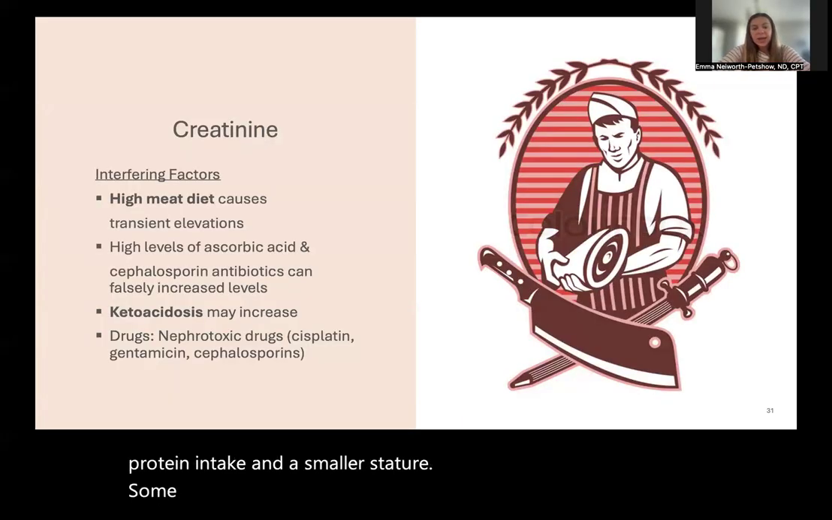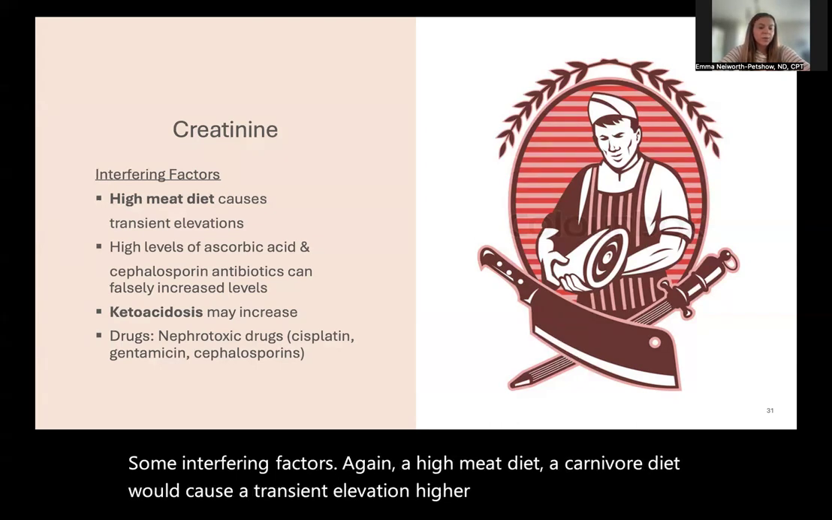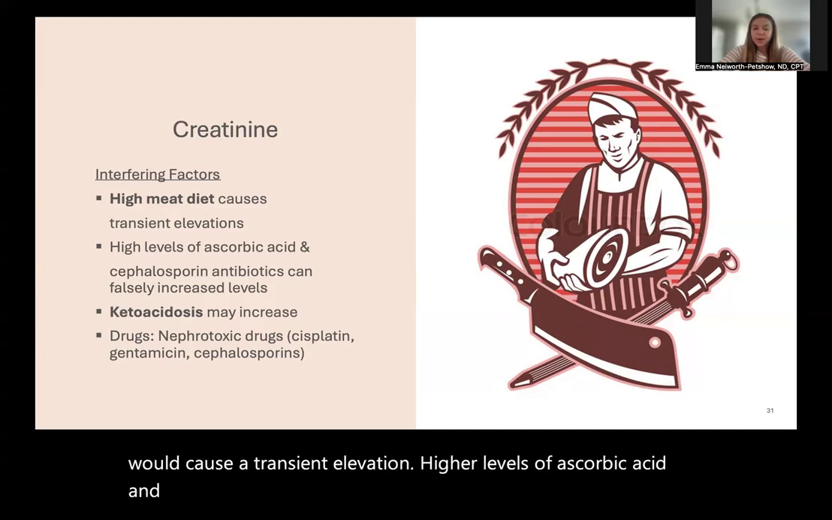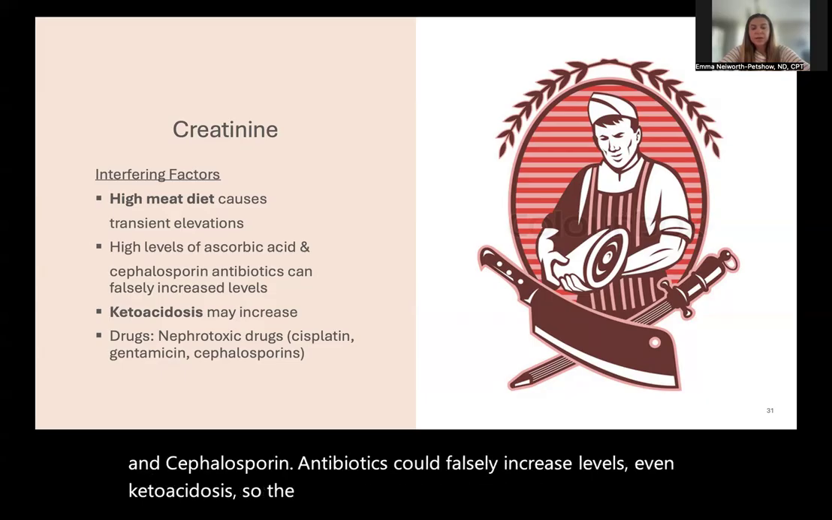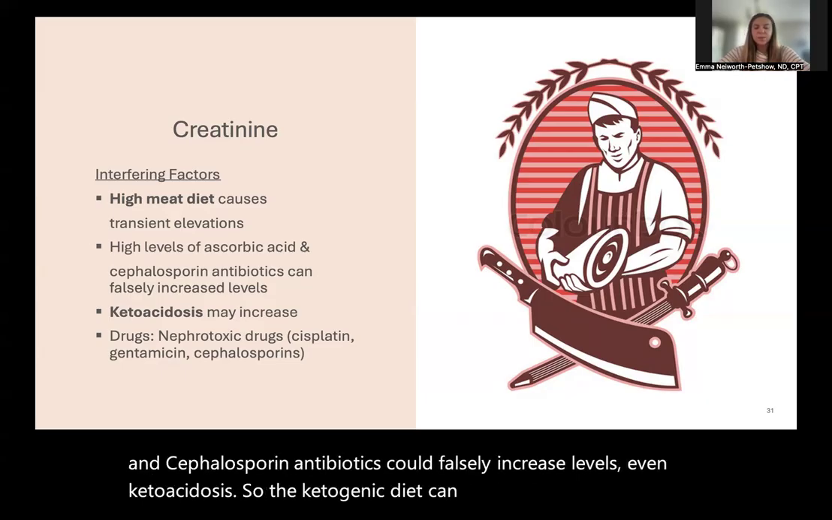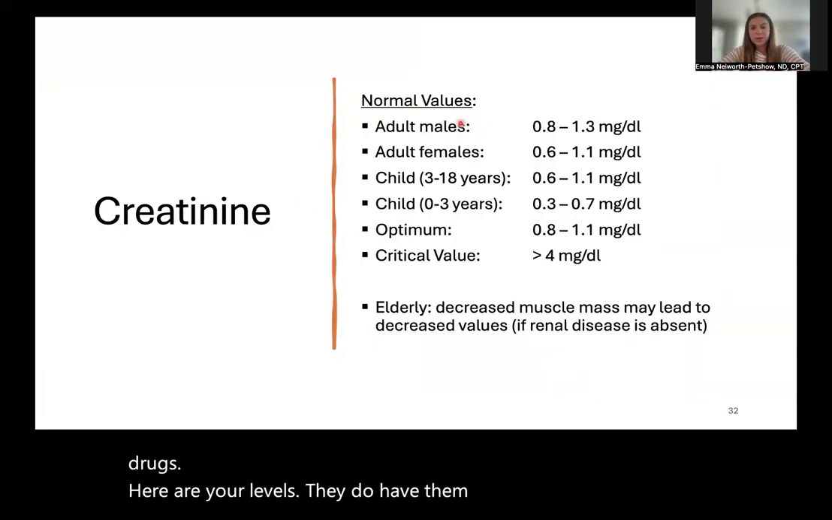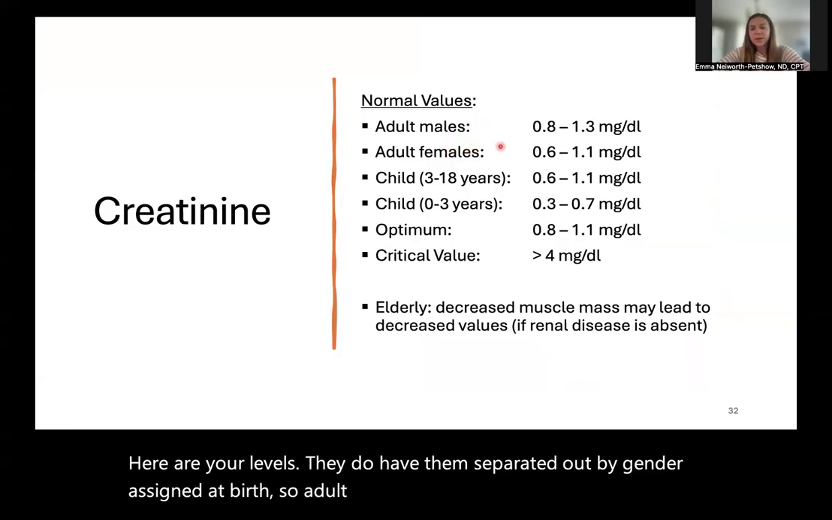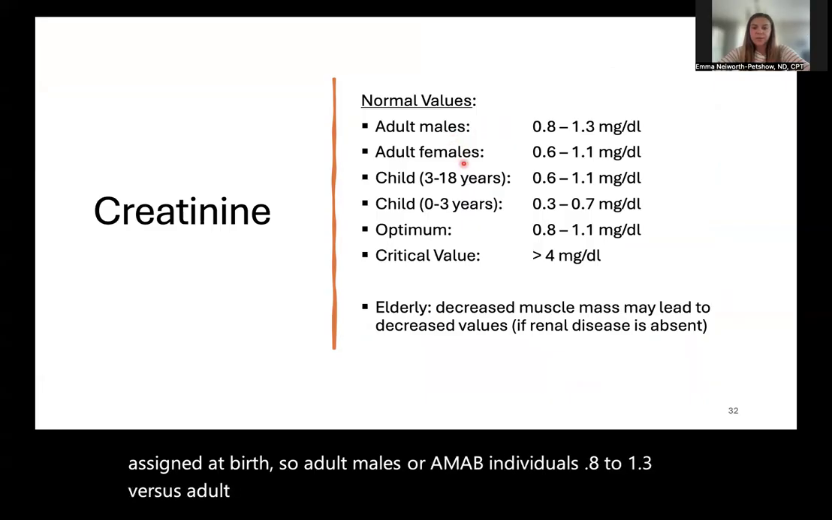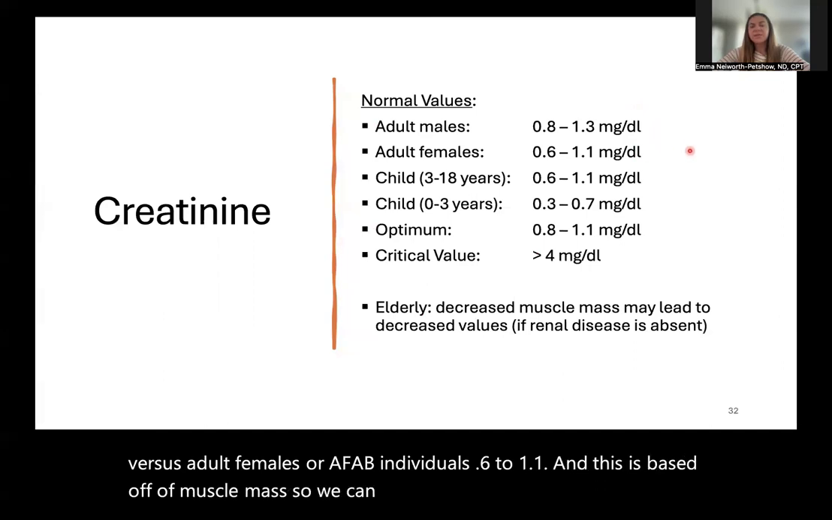Some interfering factors, again, a high meat diet, a carnivore diet would cause a transient elevation. Higher levels of ascorbic acid and cephalosporin antibiotics could falsely increase levels. Even ketoacidosis, so the ketogenic diet can increase, and then specific drugs. Here are your levels. They do have them separated out by gender assigned at birth. So adult males or AMAB individuals, 0.8 to 1.3 versus adult females or AFAB individuals, 0.6 to 1.1. And this is based off of muscle mass. So we can also keep that in mind when evaluating and interpreting these values.